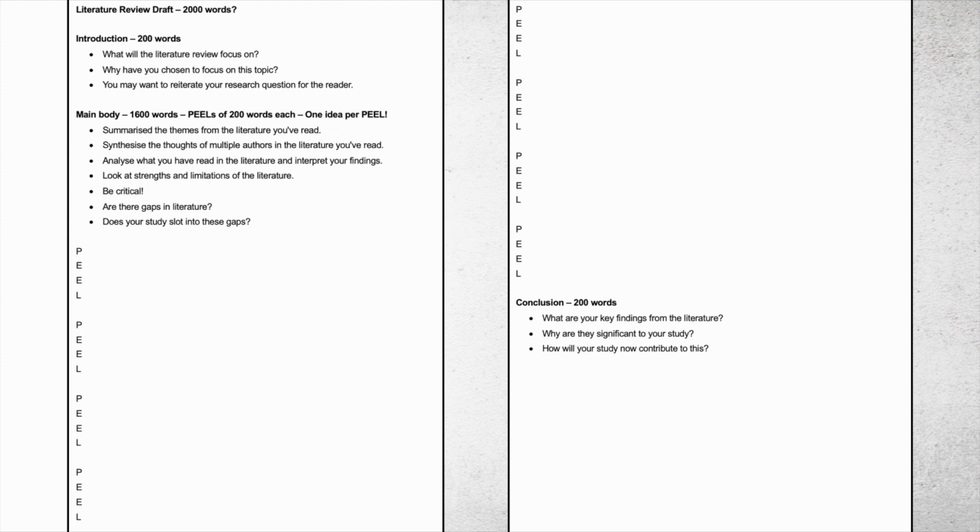In the main body, you'll summarise themes from the literature. You'll synthesise the thoughts of multiple authors. You'll analyse what you've read. You'll interpret the findings. You'll look at the strengths and limitations. You'll be super critical. You'll identify gaps in literature. And this will eventually lead you to identify how your study can slot into these gaps.